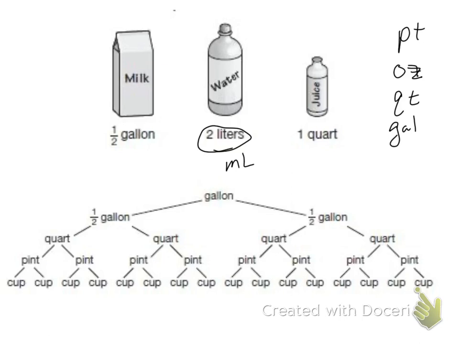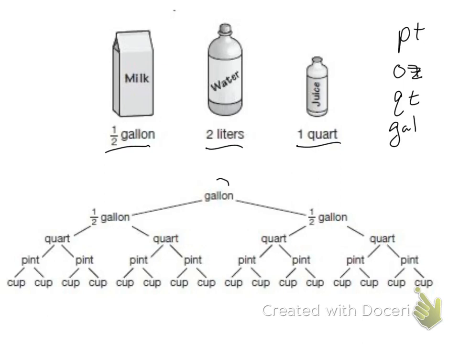Okay, so here we have some containers. A gallon, a half gallon of milk, 2 liters of water, or a quart of juice. These cartons and bottles have a capacity. A container's capacity refers to the amount of liquid it can hold. Most containers in the U.S. customary system are related by factors of 2.